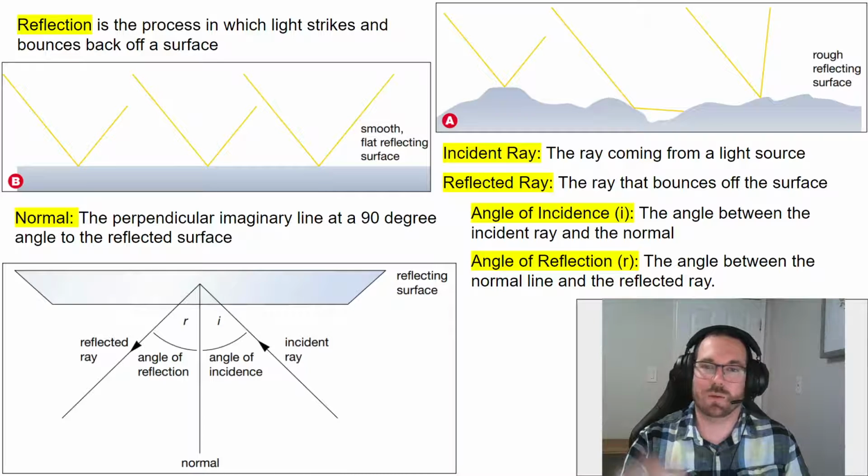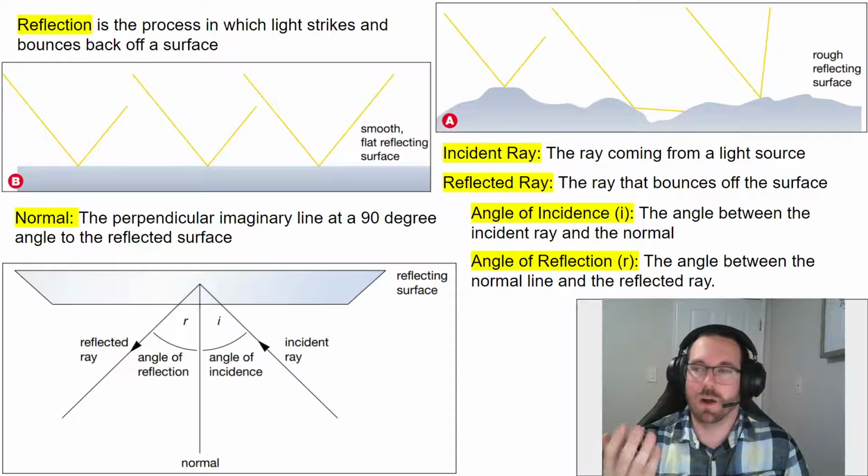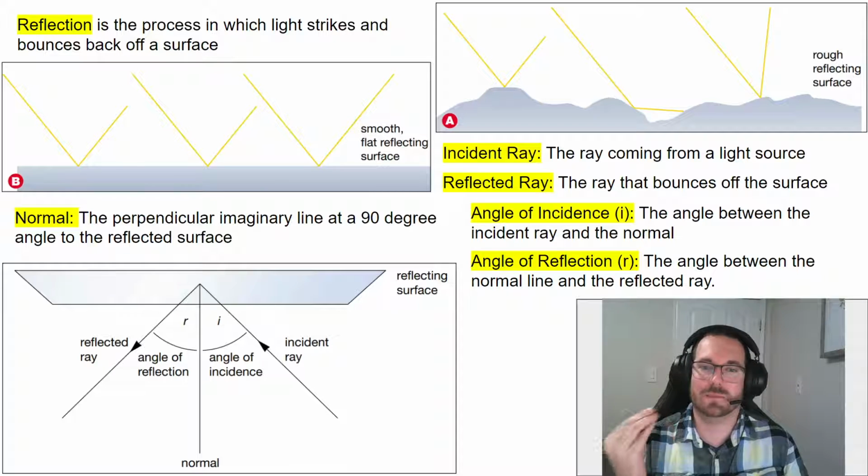Reflection is a ray of light that's coming to a surface and bouncing off. But it's a bit more than that. We have to understand how it bounces off, the angles at which it bounces off, and whether all of the rays hitting a surface bounce off at the same angle. Do we have a smooth surface or do we have a rough surface?